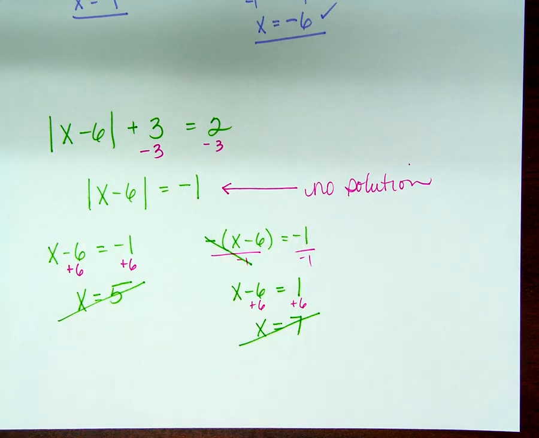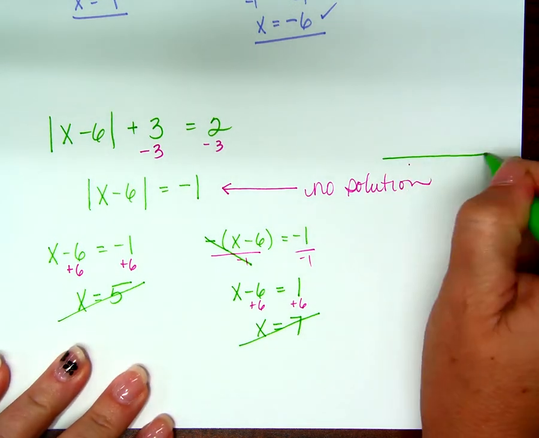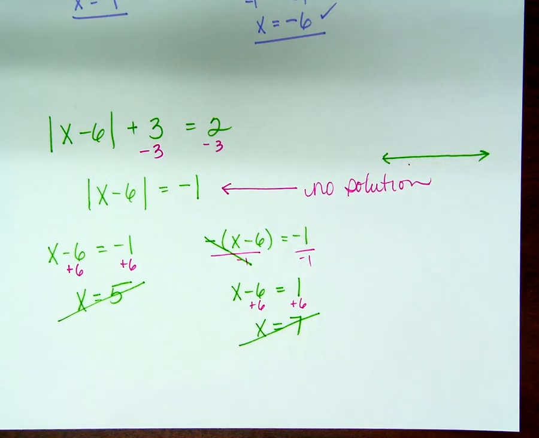Last period they asked if we needed to graph it. So I just did this. There you go. There's a number line. There's no numbers on it. I could put a 0 on it, but there's no solutions on it, right? There's no solutions on that number line, is there? Okay? Any questions about this?